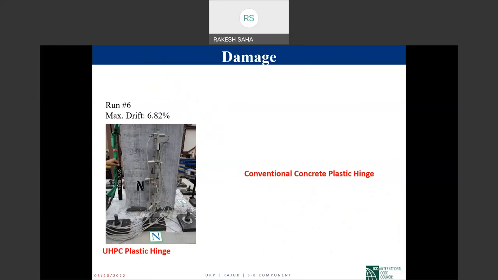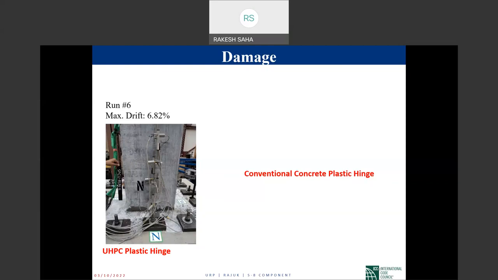Now, how about the damage? Remember, there were two reasons for having these two innovations in this column. One was using UHPC to control damage in the plastic hinge, and the other was to provide recentering. The recentering I talked about based on the hysteresis curve. Now, the UHPC effect, this is under about 7% drift. Under 7% drift, conventional concrete plastic hinges look very different. But let's focus on this one. You see there's very little damage and certainly very repairable.